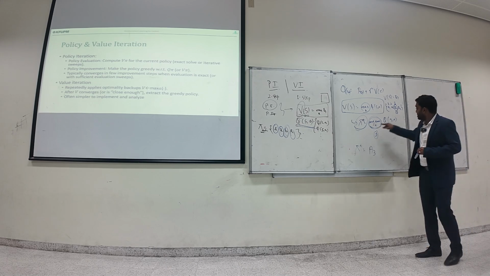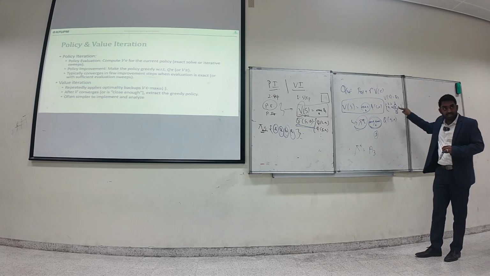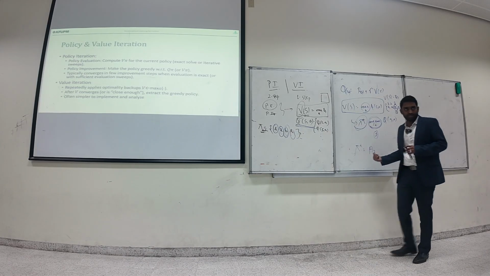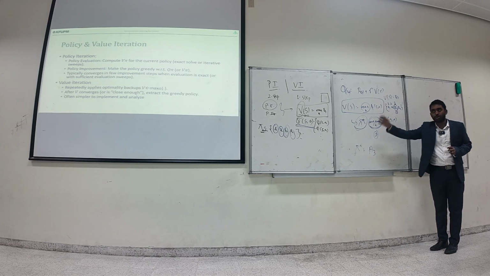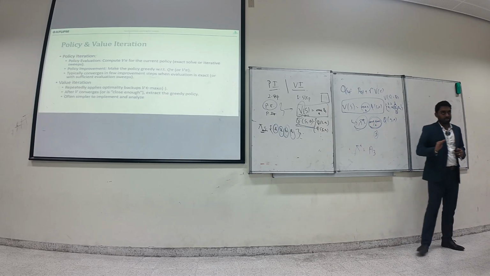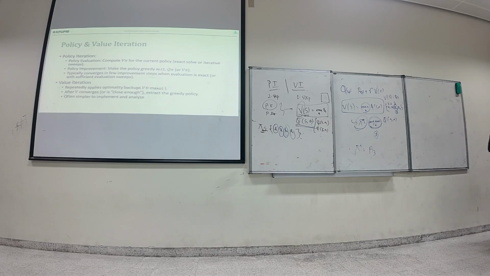It gives us the index of the maximum Q value, and then based on that index we select the action corresponding to that index, right? So this will give you the optimal policy. So we have V star, Q star, pi star, right? That is your policy iteration and value iteration.